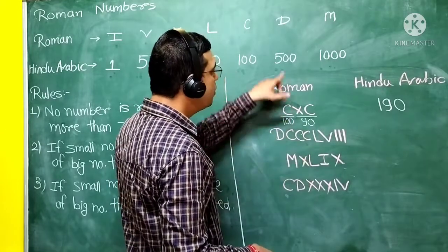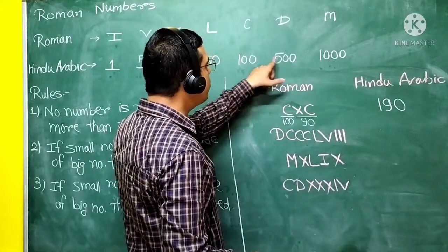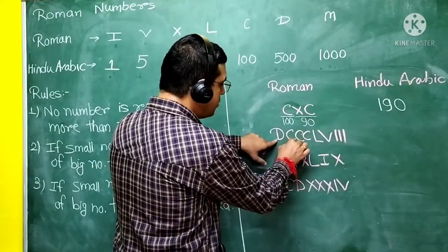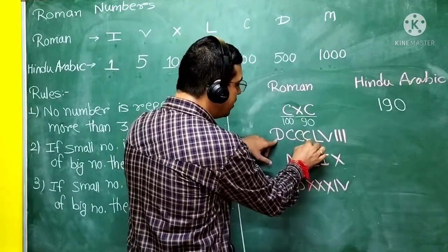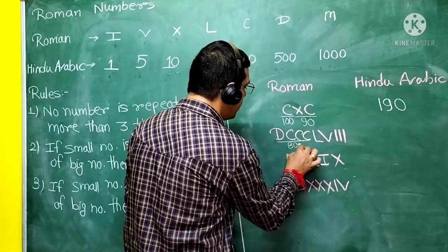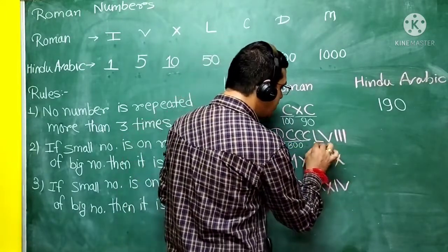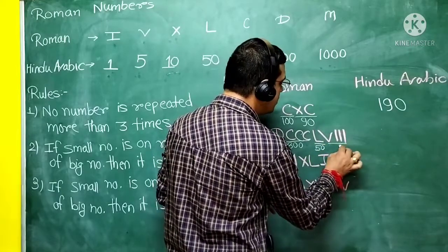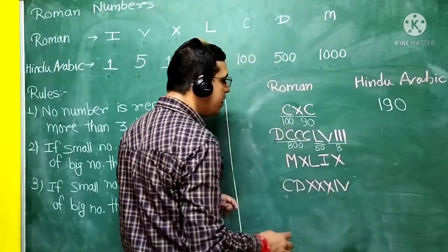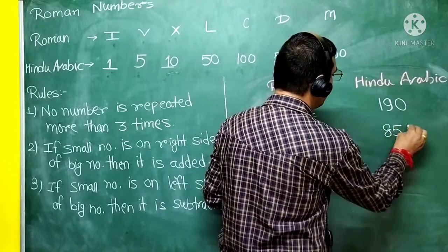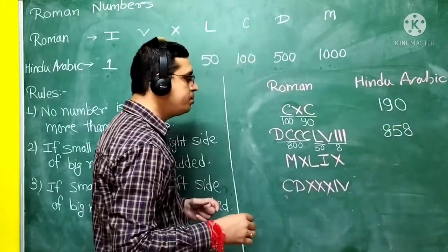DCCC. D is the big number, and C is written after it. So D is 500, 600, 700, 800. So this whole thing together is how much? 800. Then this L means 50 and this VII is 8. So this number is 858.